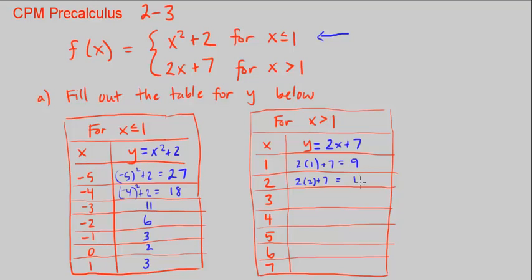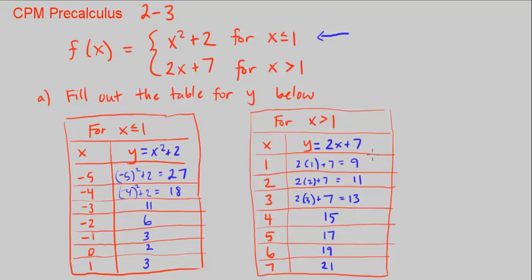7 is 11. 3 times 2 is 6 plus 7 is 13. 4 times 2 is 8. 8 plus 7 is 15. All right? 5 times 2 is 10 plus 7 is 17. 6 times 2 is 12 plus 7 is 19. 7 times 2 is 14 plus 7 is 21.